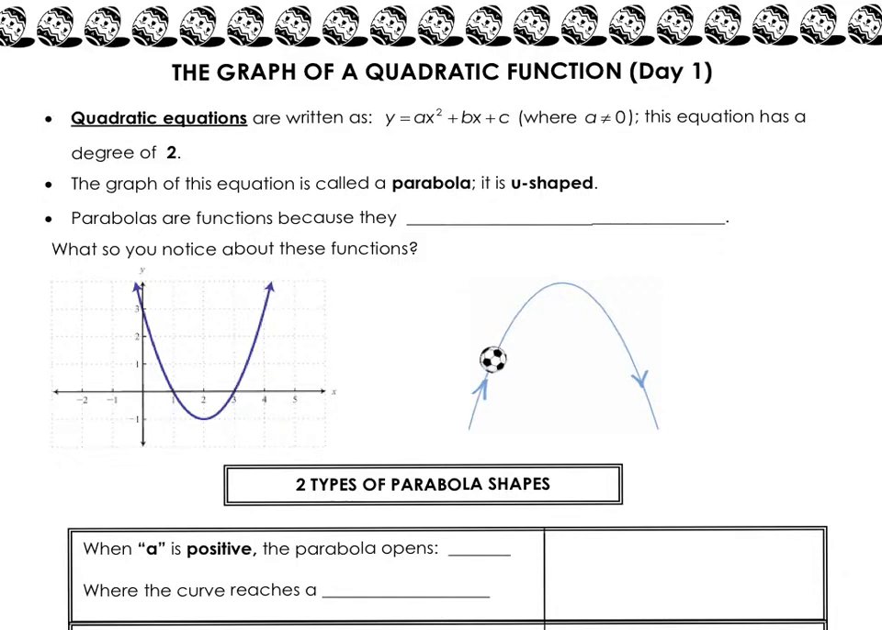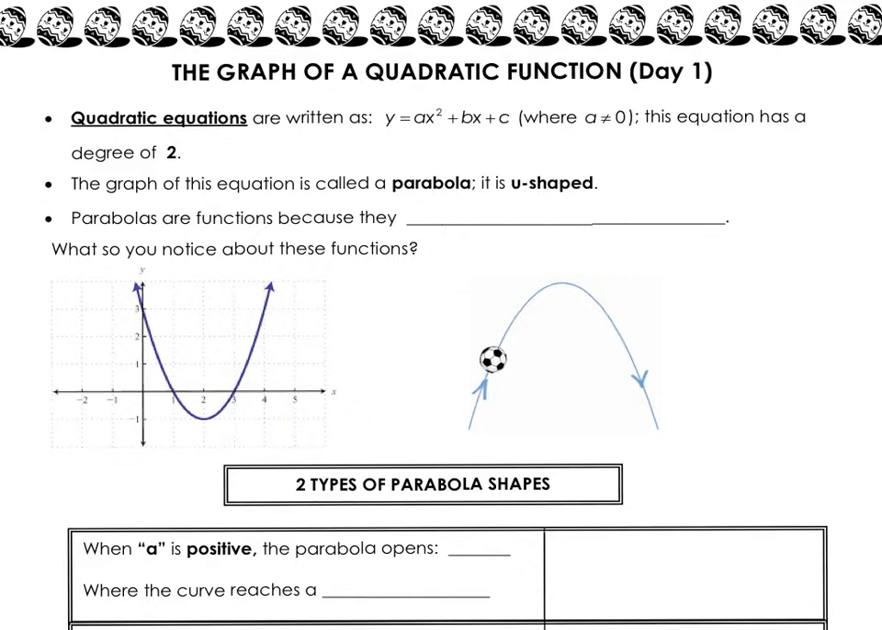Quadratic equations are written as y equals ax squared plus bx plus c, where the a value does not equal 0. These equations have a degree of 2. If the a value was 0, that would make the x squared go away, which would no longer make it a quadratic equation because its degree would only be 1. So that's why we say that the a value cannot equal 0. We're always looking for that degree of 2 in order to be a quadratic equation.